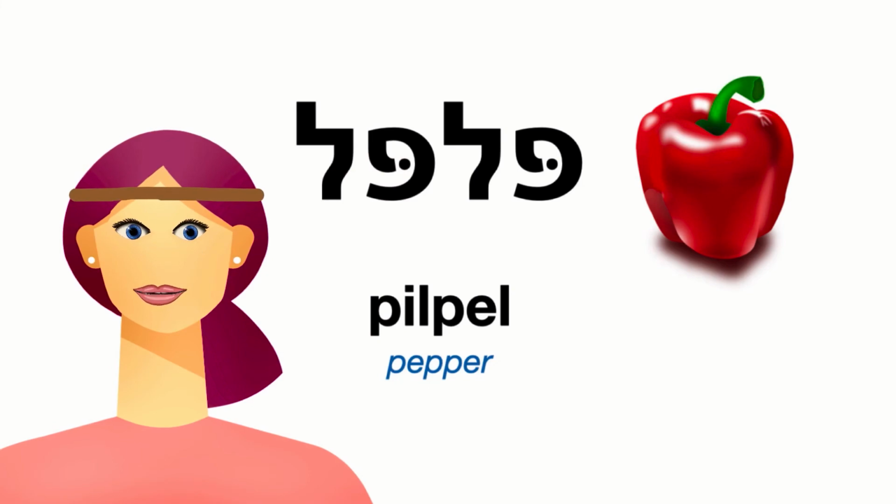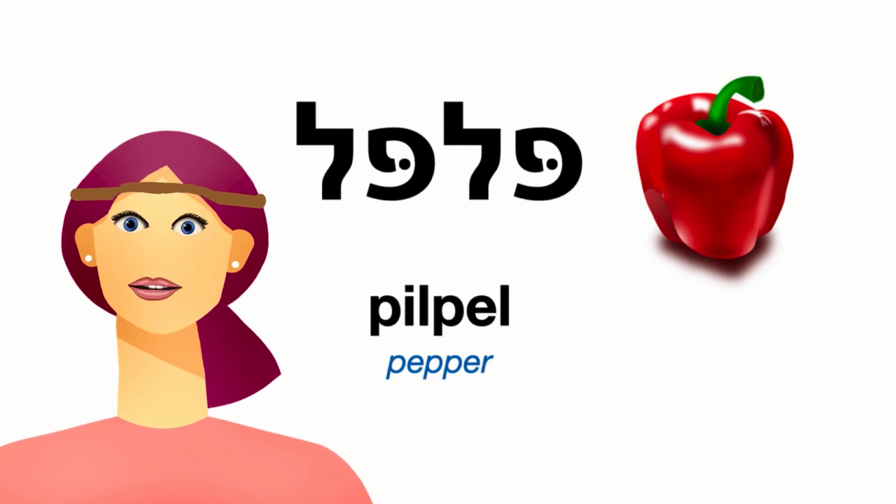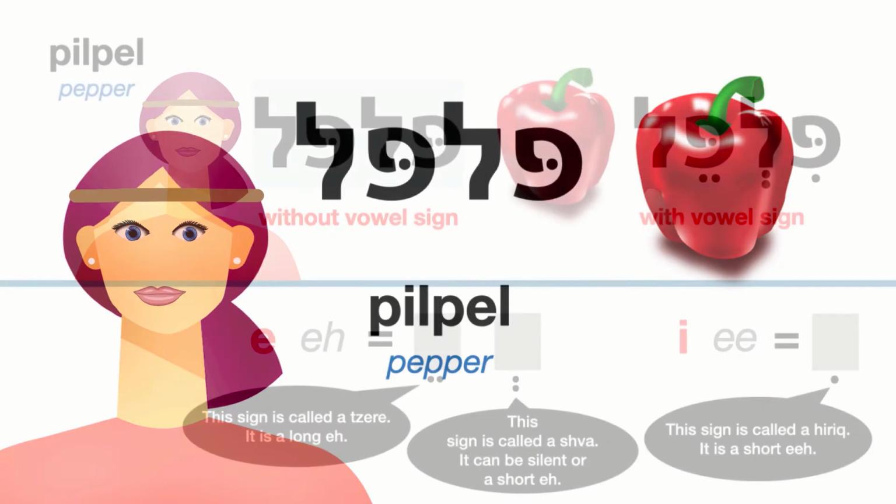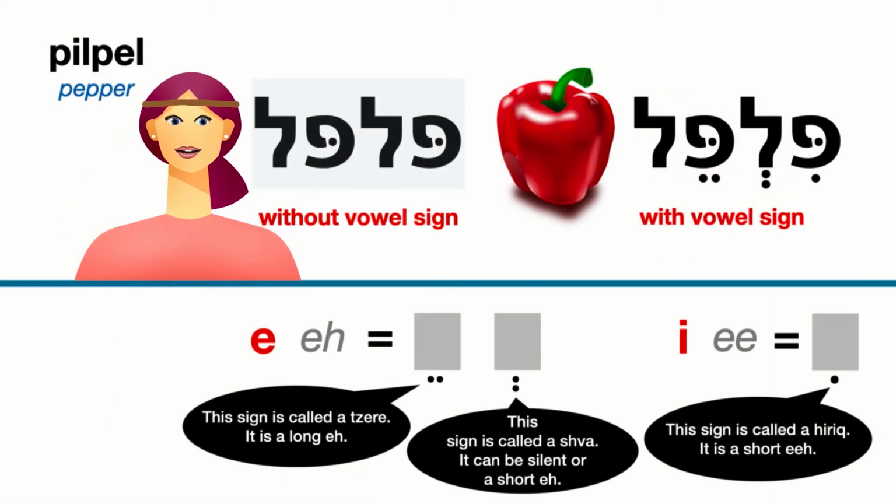Here's a word spelled with Pe. Pe, Lamed, Pe, Lamed. And this is how we pronounce it: pilpel. It's the Hebrew word for pepper. Pilpel has three nikud signs. Chirik, the nikud sign for pronouncing a short I sound, as in the I of igloo.